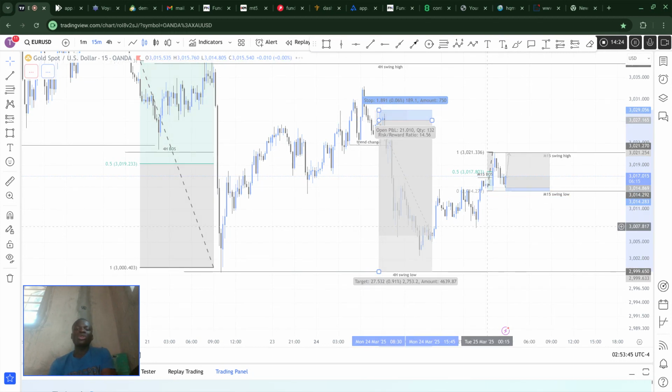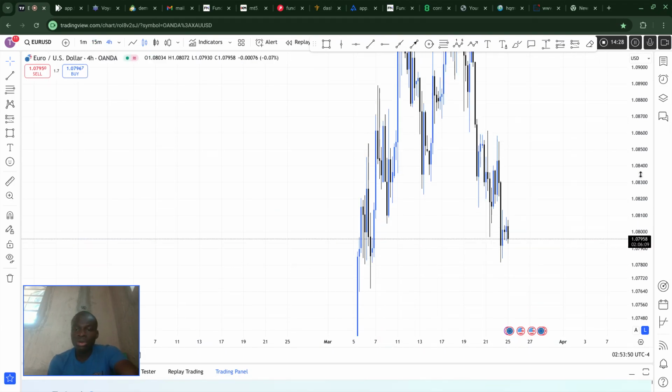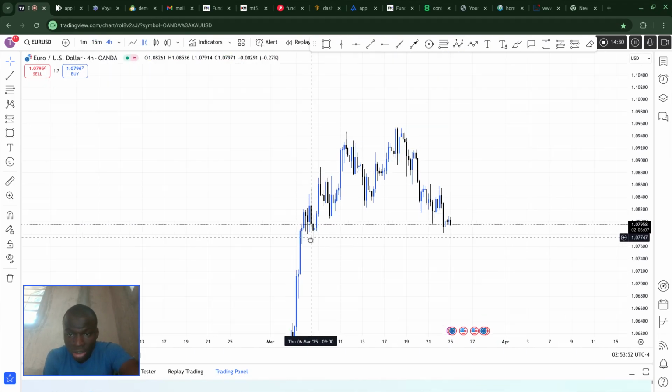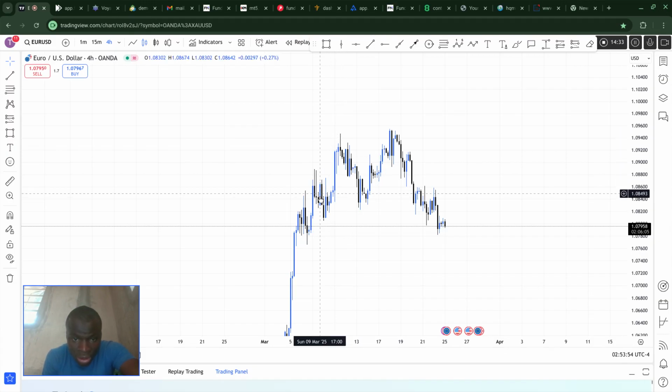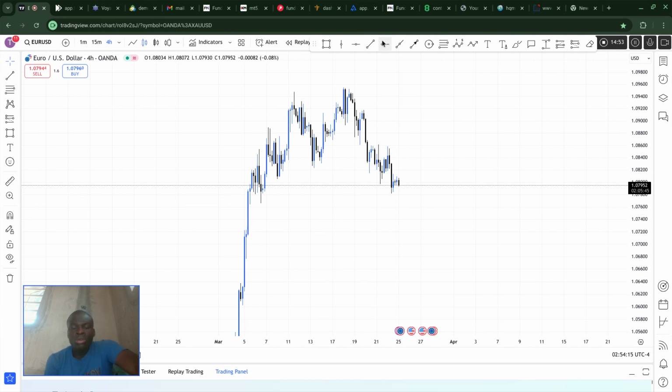Same thing goes for Euro USD. What are we doing in Euro USD? First we go to 4 hour time frame. So what are we checking out? Look at the trend. We break trend from here, pull back, then keep going back, grab liquidity, keep going, pull back, break out. So we are in downtrend on 4 hour time frame.